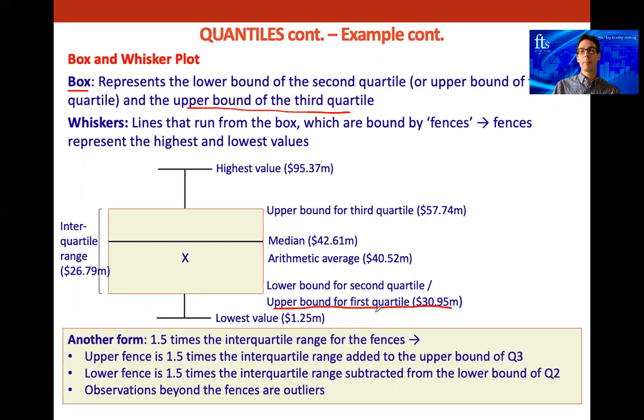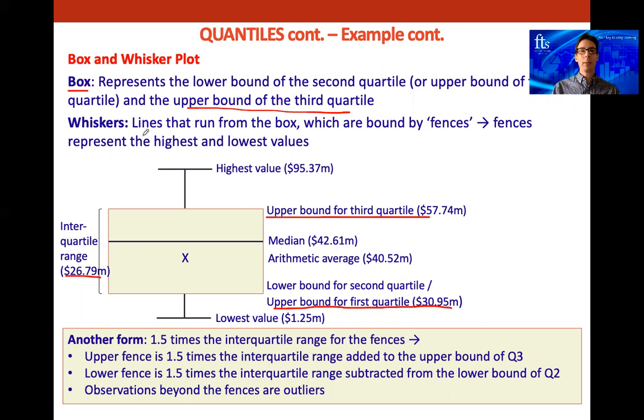We looked at the upper bound for the first quartile was 3.95, which, you can just double check, is the same as the lower bound for the second quartile. And then the top of the box is going to be the upper bound for the third quartile, which we looked at, which was 57.74. And that interquartile range is the difference between the top and the bottom, like we discussed on the previous slide.